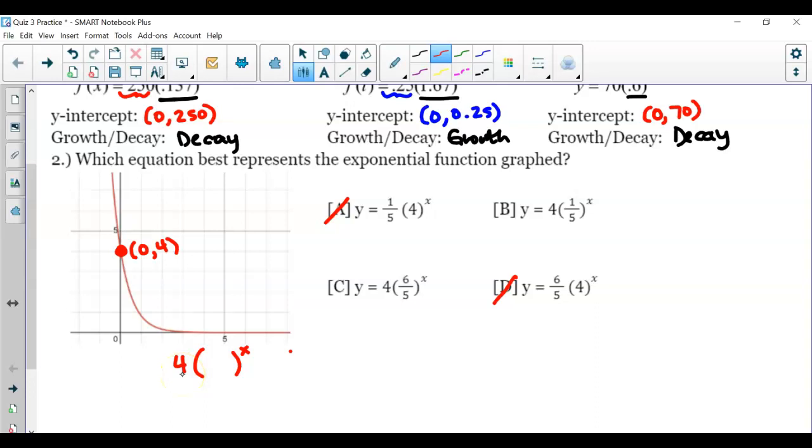So which of these will show a decay function? Well, again, decay is less than 1, so the base has to be less than 1. That's why the answer was B, 1/5. 6 over 5 is greater than 1.